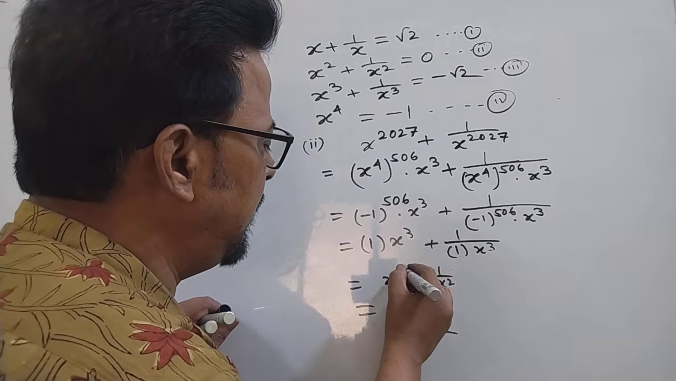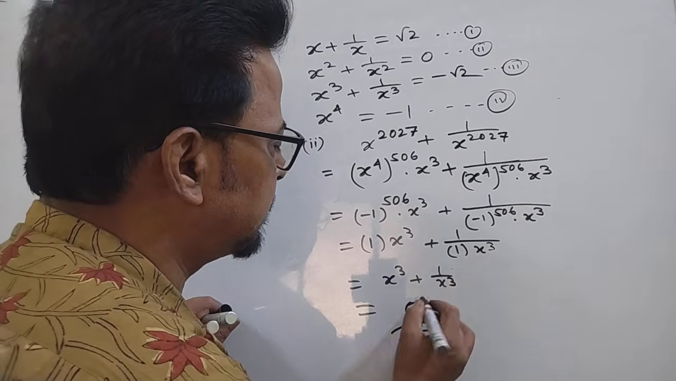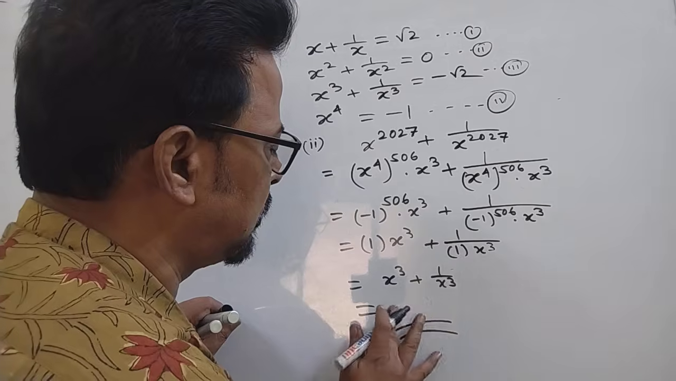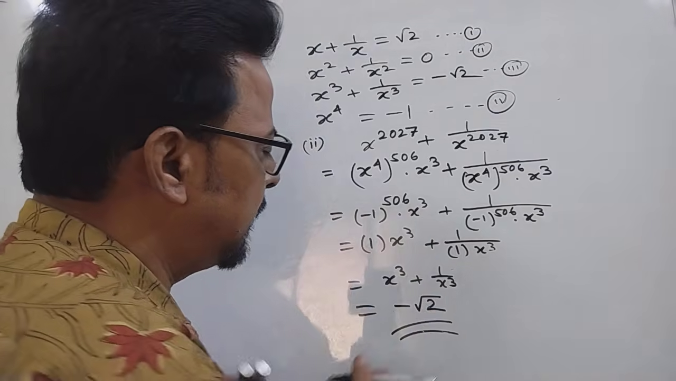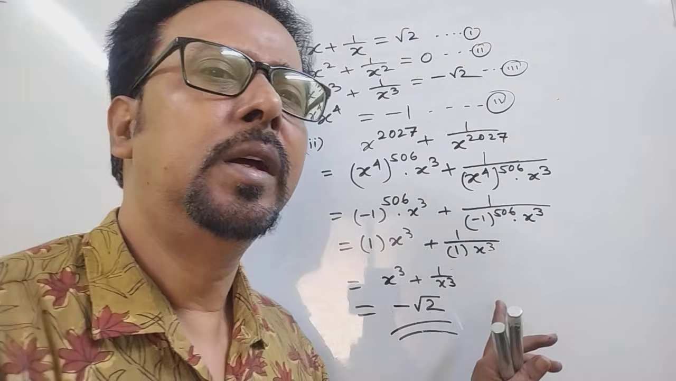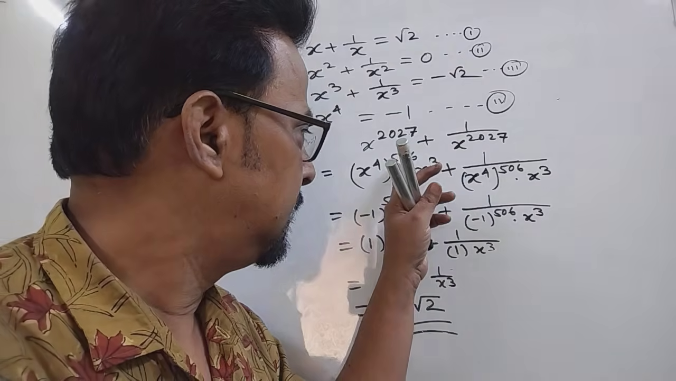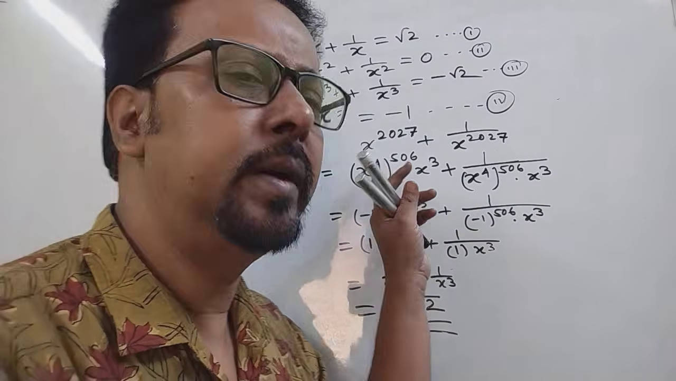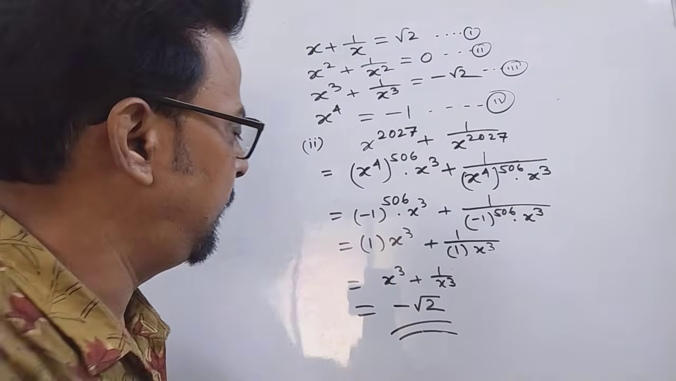So this will be x cube plus 1 by x cube. You know x cube plus 1 by x cube equals minus root 2. So your answer will be minus root 2. Clear? We change this to x^2027. This will be 506 into 4, that is 2024, plus 3. That will be 2027. Okay?